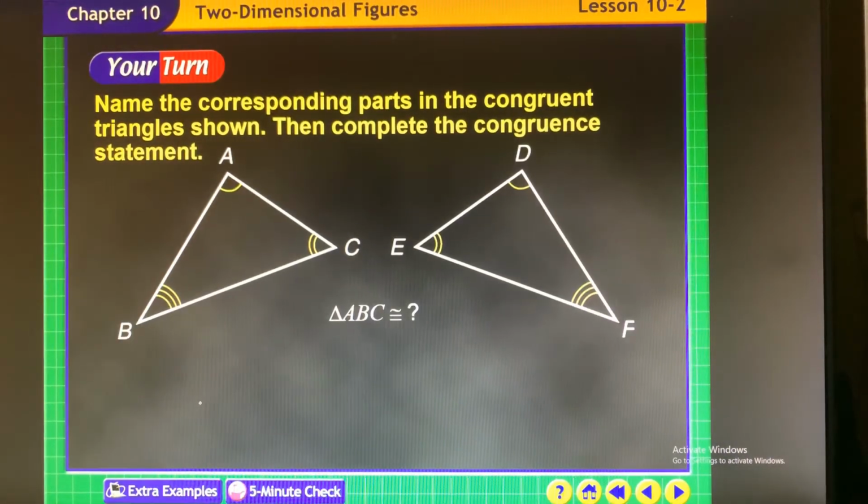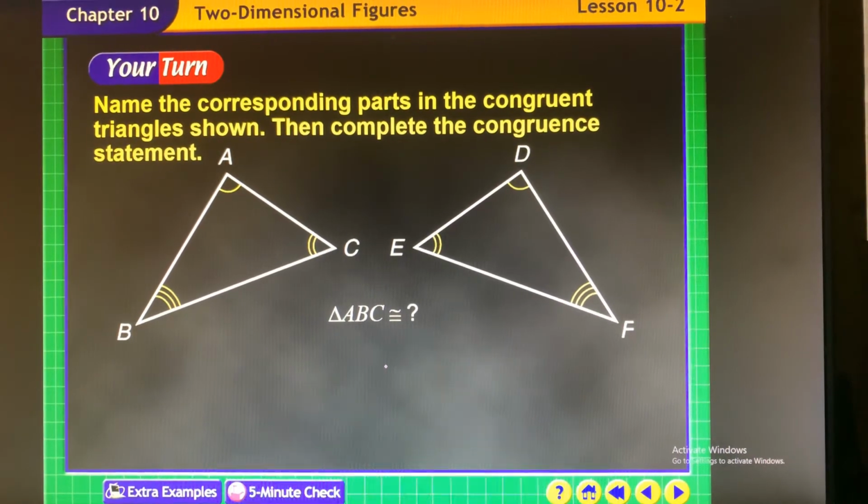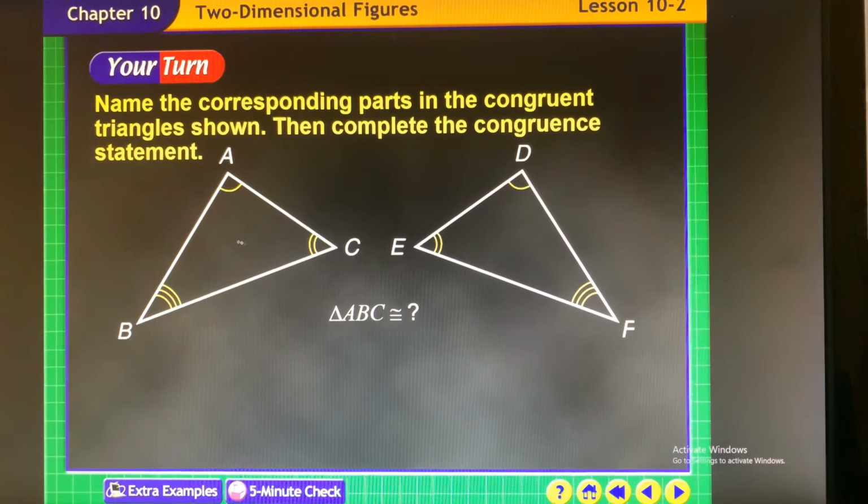Next one, it says triangle ABC is congruent to what triangle? So you really got to pay attention to this. It went from 1 arc to 3 arcs to 2 arcs. So I need to make sure I go from 1 arc. So I'll say triangle, 1 arc to 3 arcs to 2 arcs. Notice it's not done alphabetically, but I matched angle to angle.